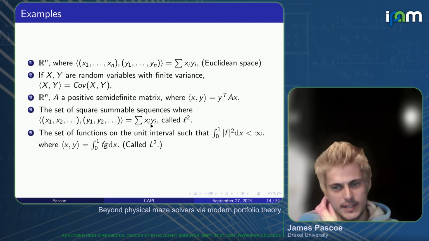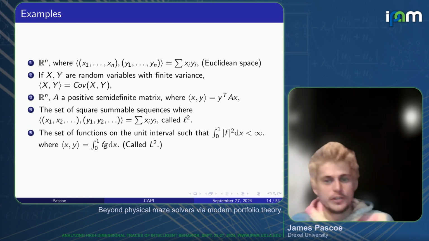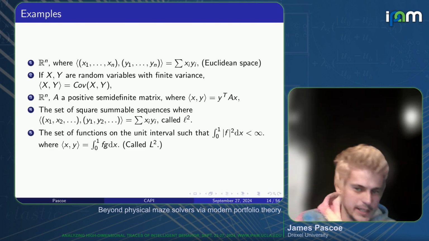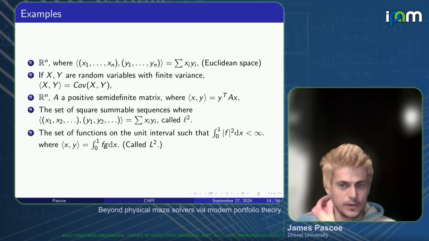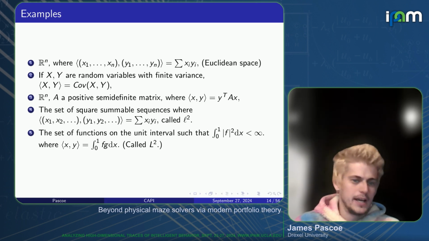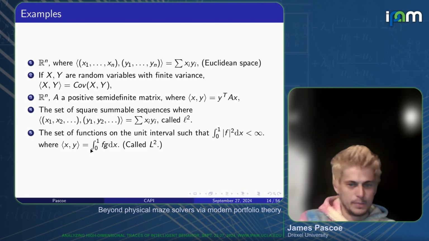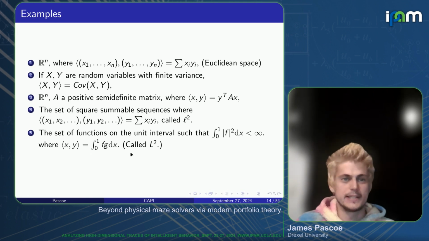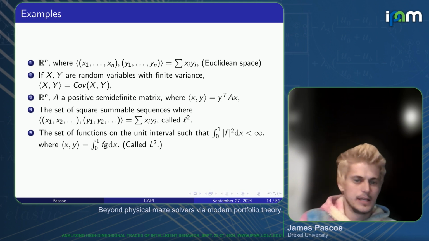Okay, and the set of functions on the unit interval such that whenever I take their squared integral, that's less than infinity, I can also view that as an inner product space, and that's where classical Fourier analysis, elementary classical Fourier analysis on an interval, happens.